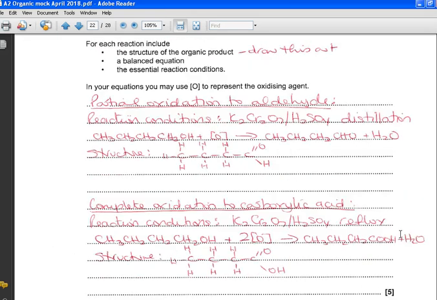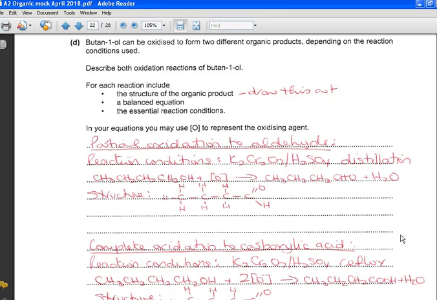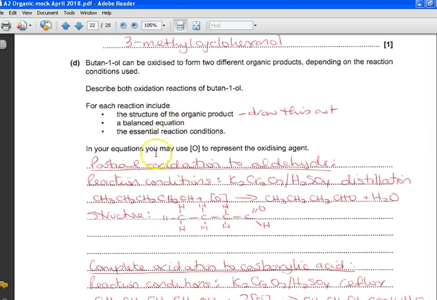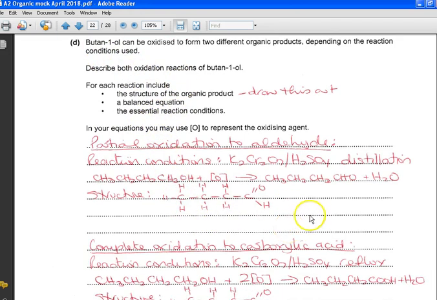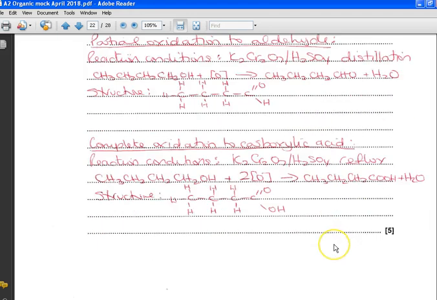This is 5 marks and it's really easy, as long as you just do everything that they ask you to do. So basically you're told that butan-1-ol can be oxidized to form 2 different products, depending on the reaction conditions used. Describe both of them and include this information. So just make sure you've included it: the structure of the organic product, a balanced equation, and the essential reaction conditions. You do it for both.